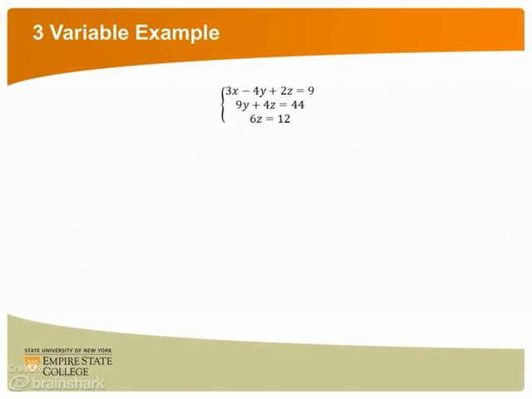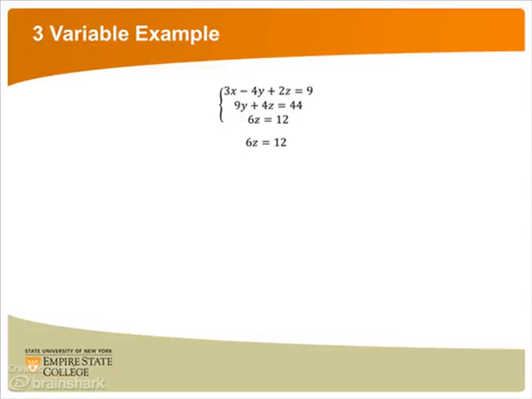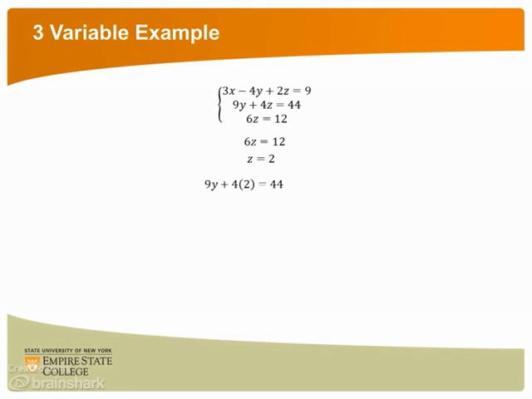This is an example where it makes sense to use substitution to solve a system of 3 equations in 3 unknowns, where the equations look sort of like an upside-down triangle. If we look at the last equation, solving for z seems trivial. So z is 2. We can plug that value into the middle equation, so we have 9y plus 4 times 2 equals 44.